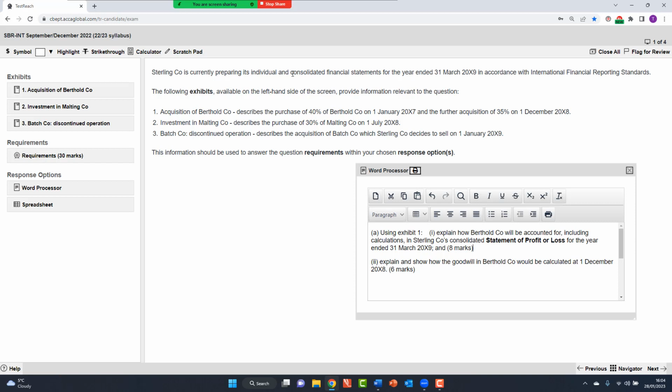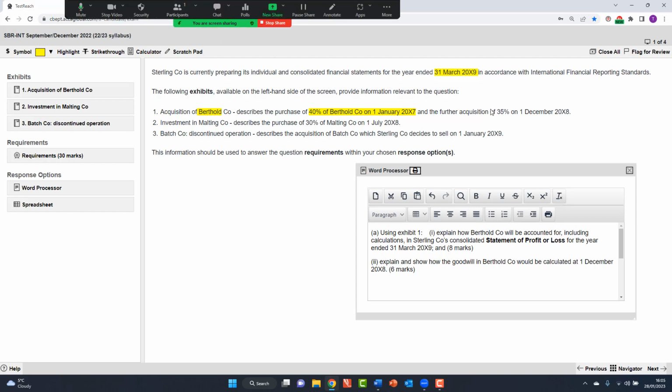They're preparing the individual accounts and consolidated accounts, and our year end is 31st March X9. I think that's important to be aware of. And as we're doing part A, we are interested in Berthold. What we're interested in is that it buys 40% of Berthold in January X7. Now, my gut reaction is that is probably going to be an associate, therefore it's going to be equity accounted. You're going to have significant influence.